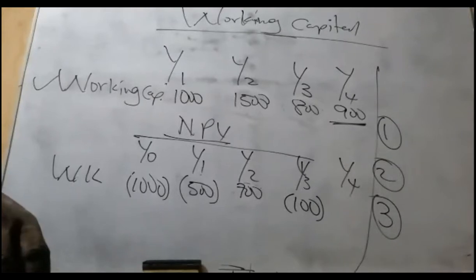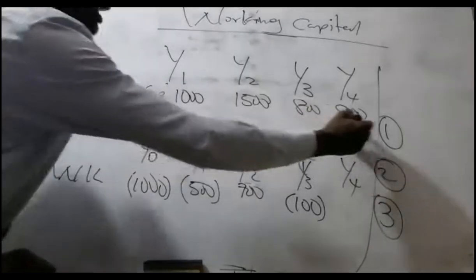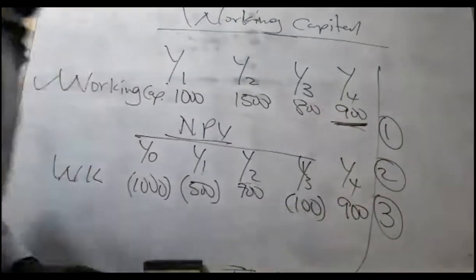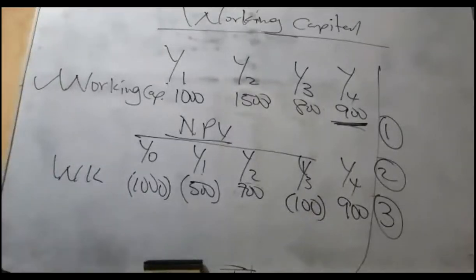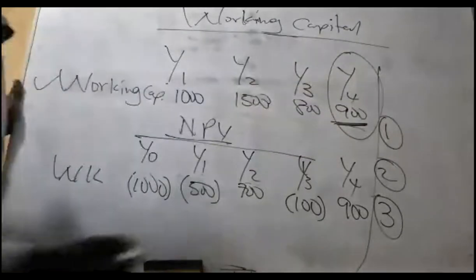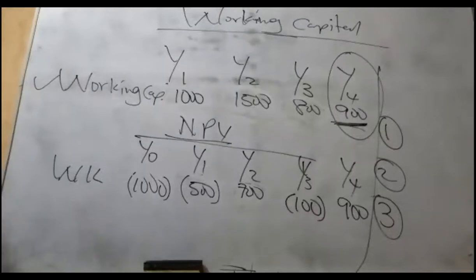Good. So it must be positive. So the last working capital is what? 900. So I'll put it here, positive 900. That's all. I've recouped it. Whatever you have at the end must be recouped. Make it positive here, and then you are done. That's all.